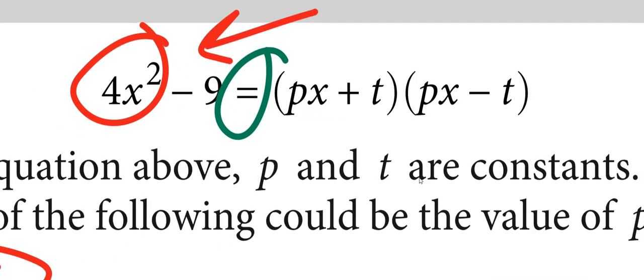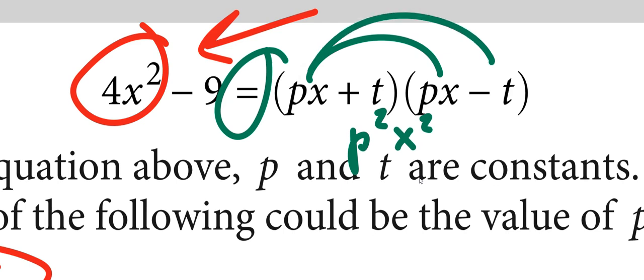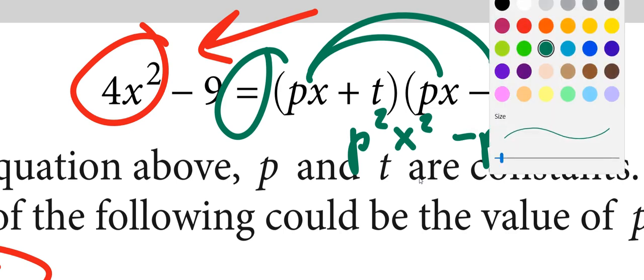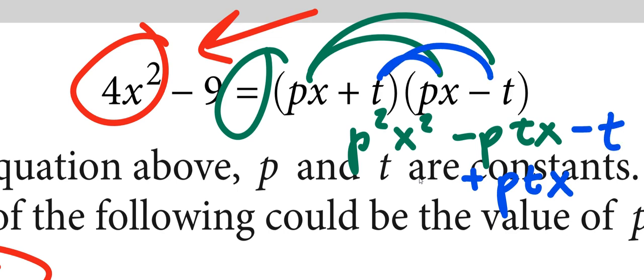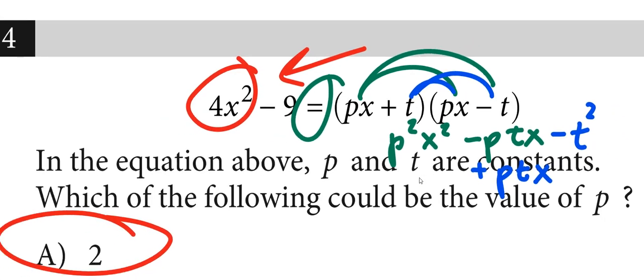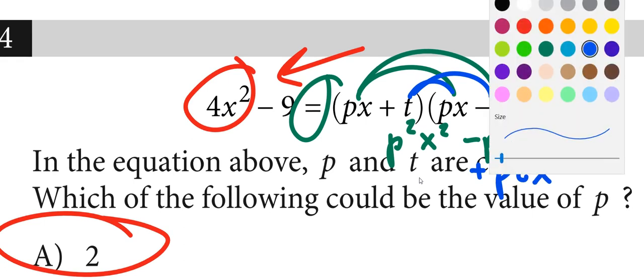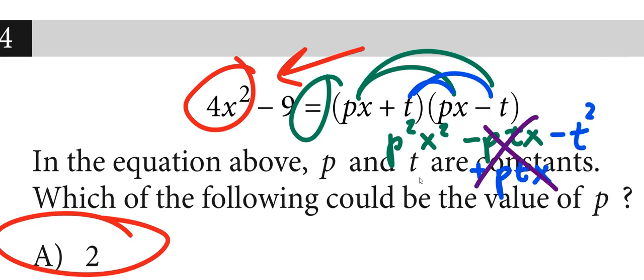Okay, so if we do it your way, then I would have p squared x squared. I would have minus ptx. Then I would have positive ptx. Those are going to cancel. And then lastly, I'm going to have minus t squared. And as we said before, these two would cancel. We knew that was going to happen because these are called conjugates.